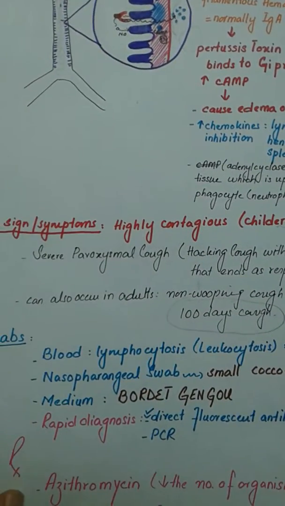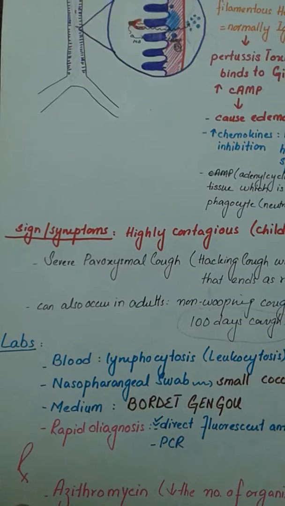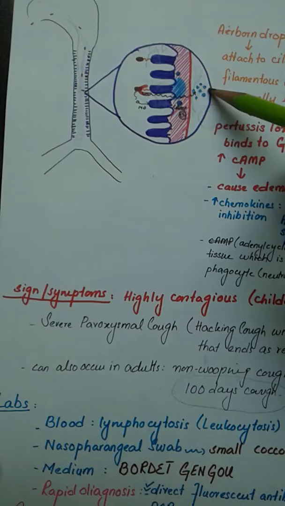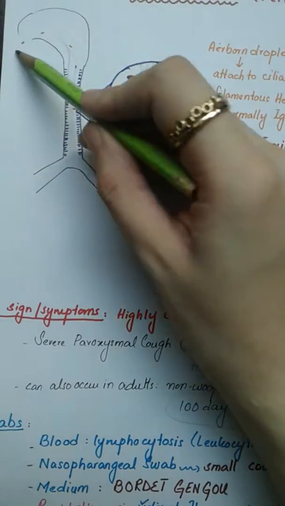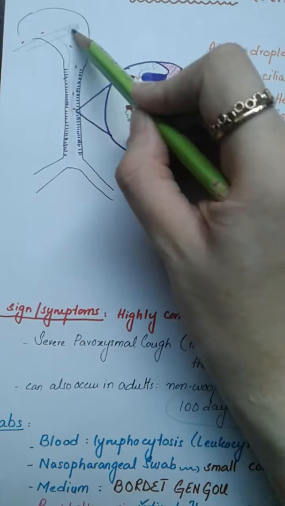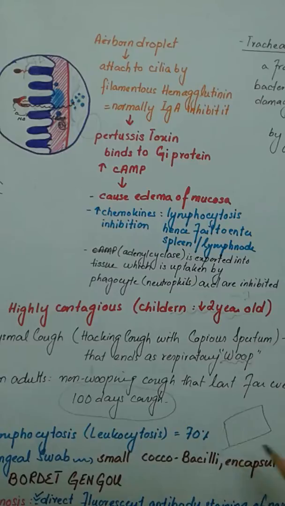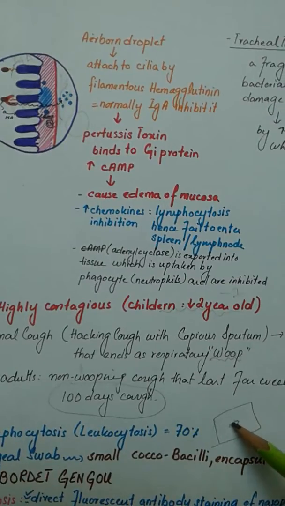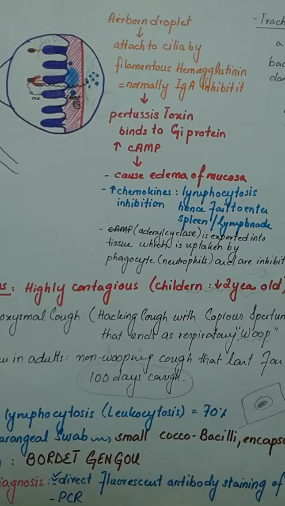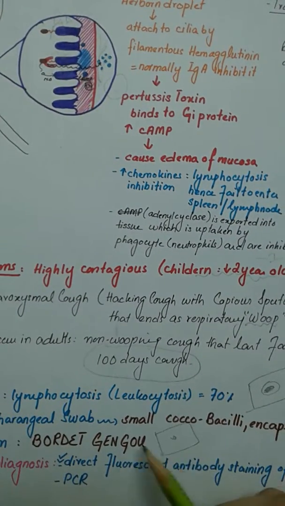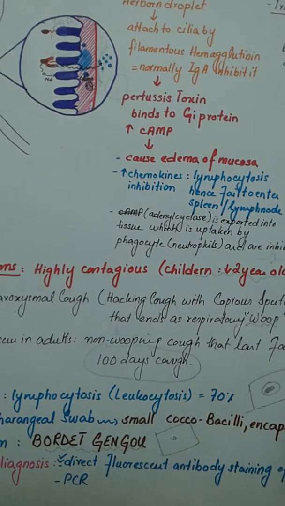Now, the next thing is how we diagnose it. In the laboratory findings, we check the blood. We know that a lot of lymphocytes are present, so there will be lymphocytosis, also known as leukocytosis. We would do a nasopharyngeal swab. By nasopharyngeal swab, we can identify the organism upon staining, and we will see a gram-negative encapsulated rod, which is actually a small coccobacillus type. Now, this organism is also grown on a certain medium, which is known as Bordet-Gengou medium.